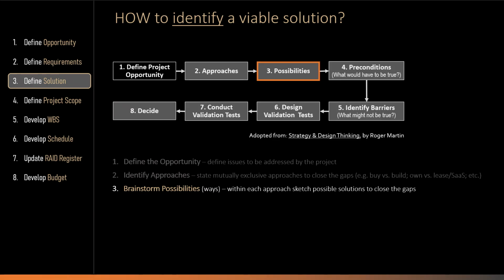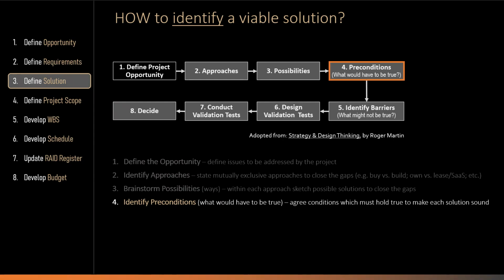After possible alternative approaches have been identified, the next step is to brainstorm possible solutions within each approach that would allow us to address stakeholders' issues and meet their requirements. After brainstorming is done, for each identified possible solution, define what must be true for the solution to be sound. These are preconditions that need to hold true for the solution to be valid.